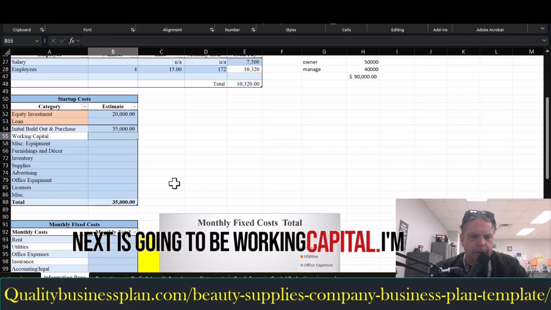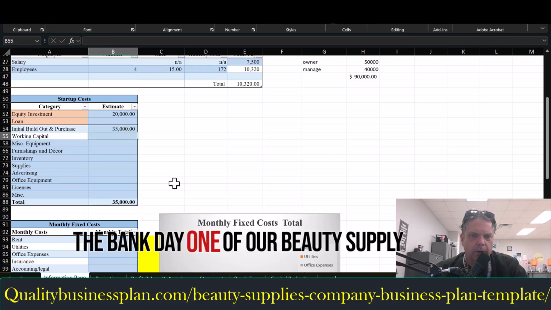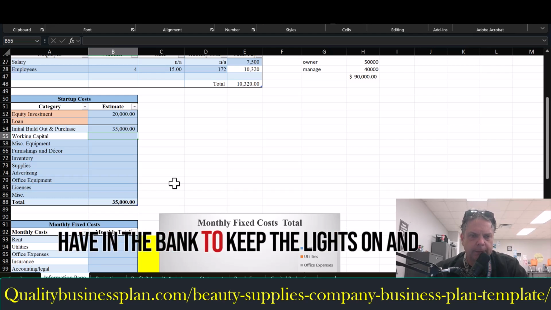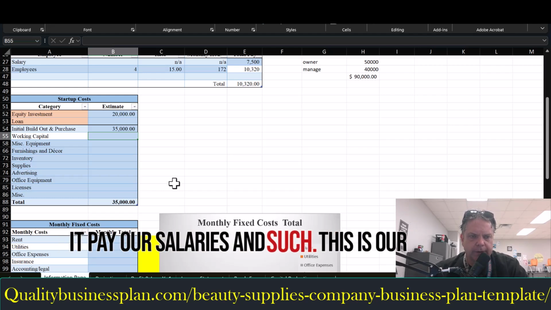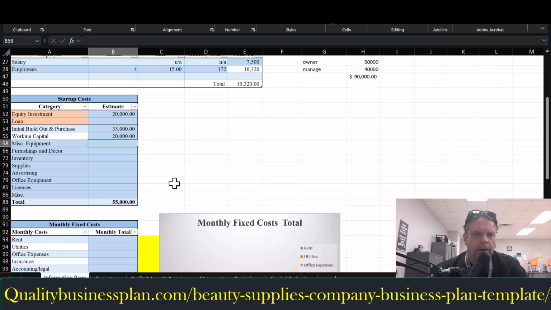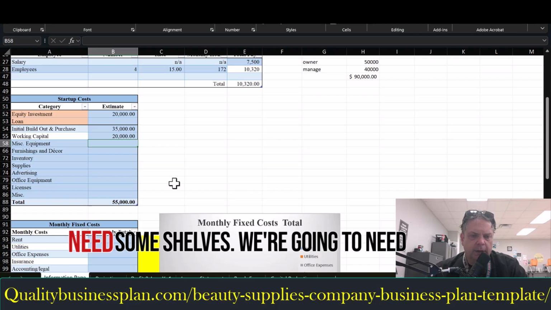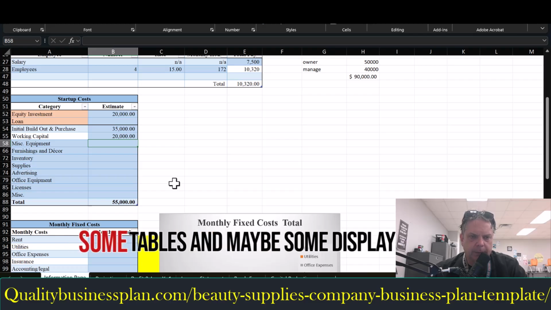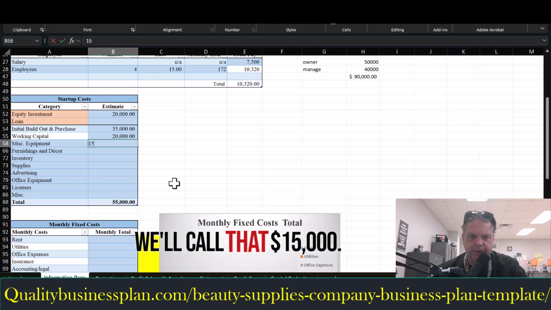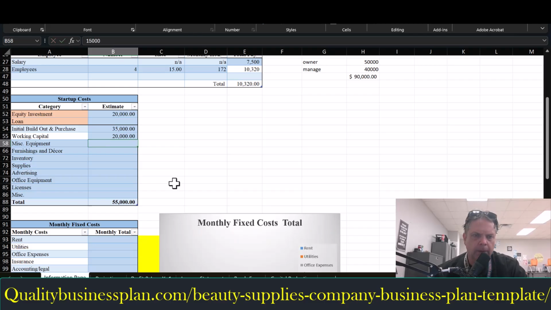Next is going to be working capital. How much money do we want to have in the bank day 1 of our beauty supply business? How much money we need to have in the bank to keep the lights on and to pay our salaries and such. This is our cushion, so we're going to say $20,000. Miscellaneous equipment, we're going to need some shelves, we're going to need some tables, and maybe some display cabinets. So we're going to go ahead and we'll call that $15,000.